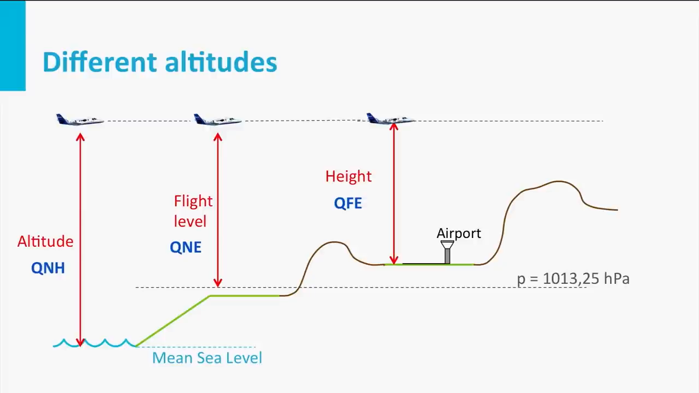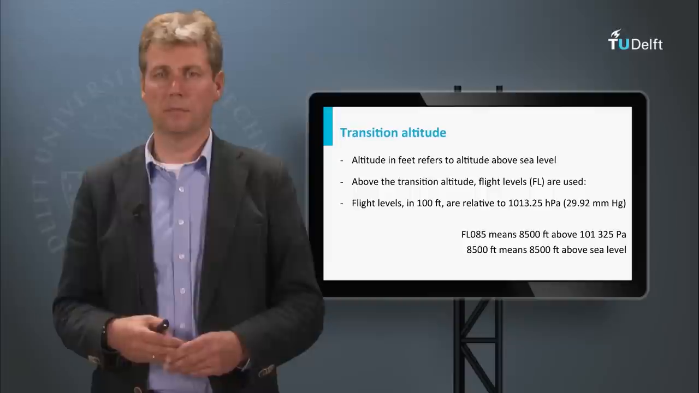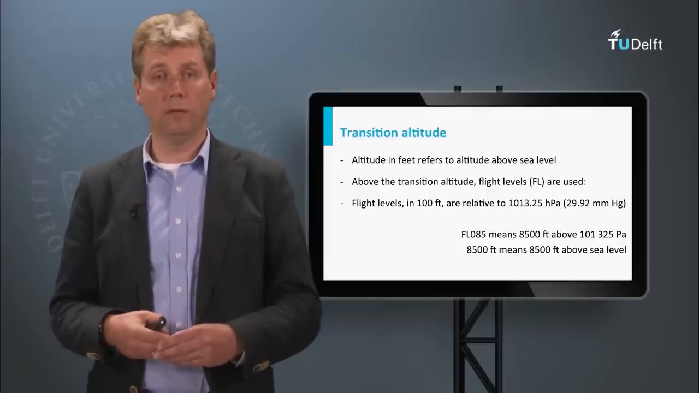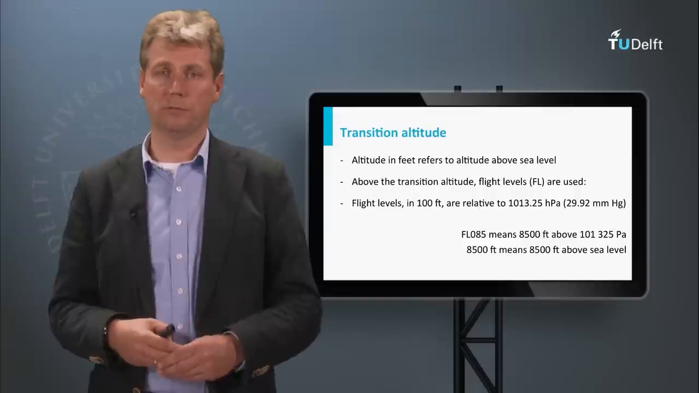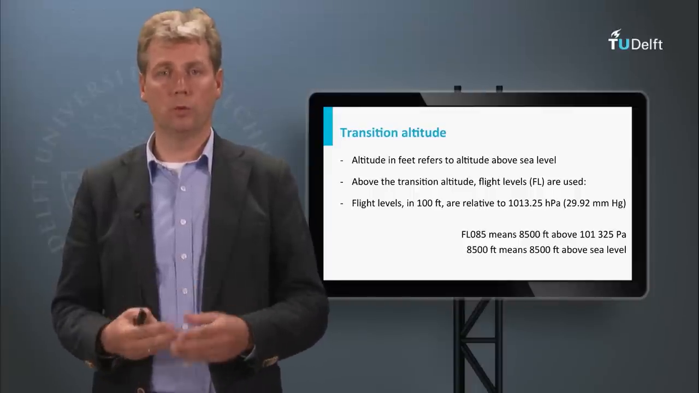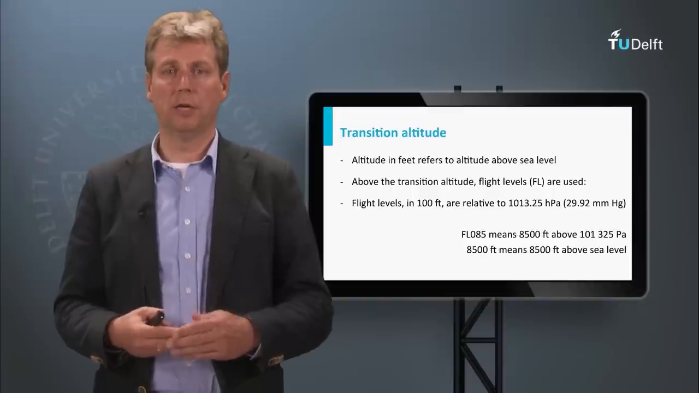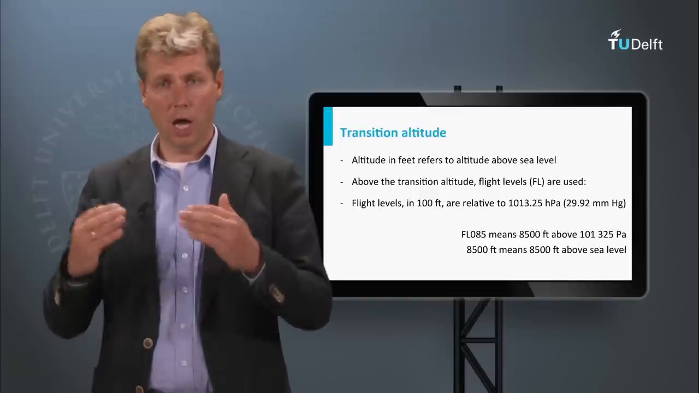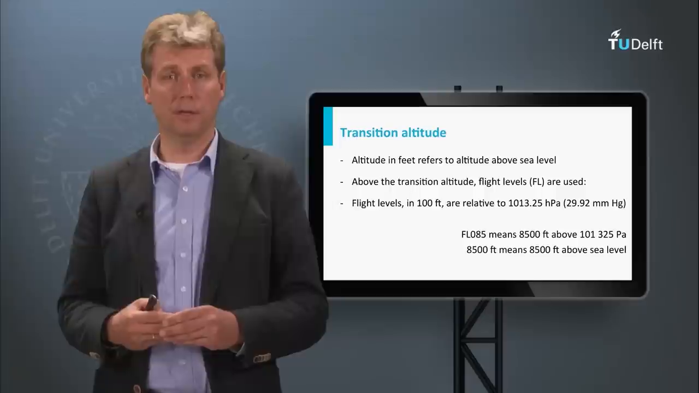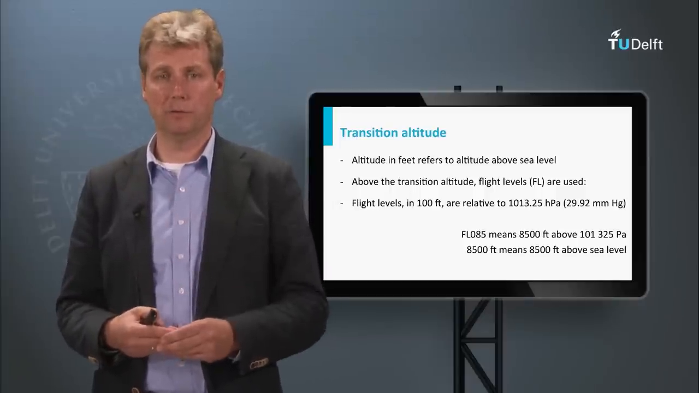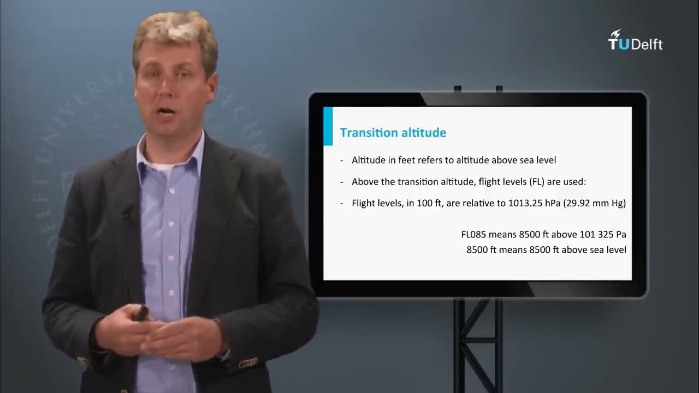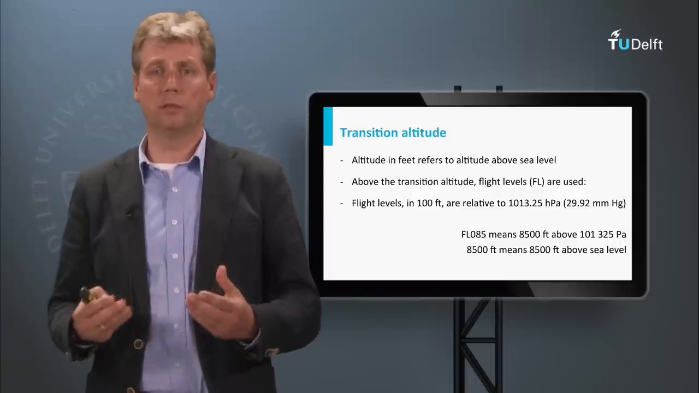Well, this brings up the issue of the transition altitude. So how do you know when to use the feet, the altitude, or the flight levels? For this, we use the transition altitude. The transition altitude is the altitude under which you have to use the feet, so relative to sea level, and above which we use the flight levels. Flight levels are, by the way, expressed in 100 feet.